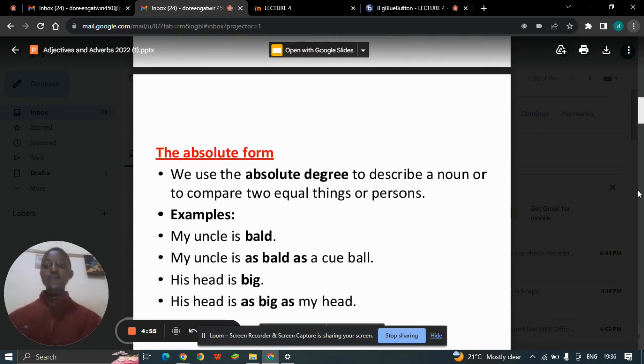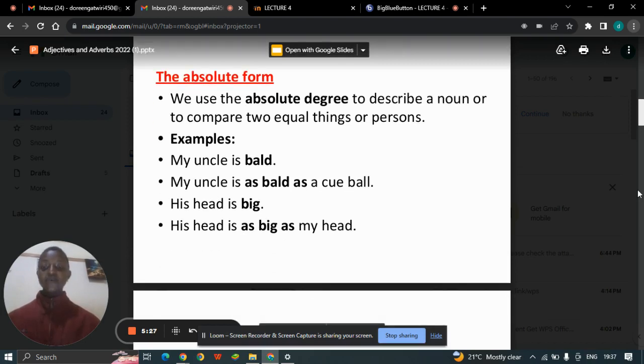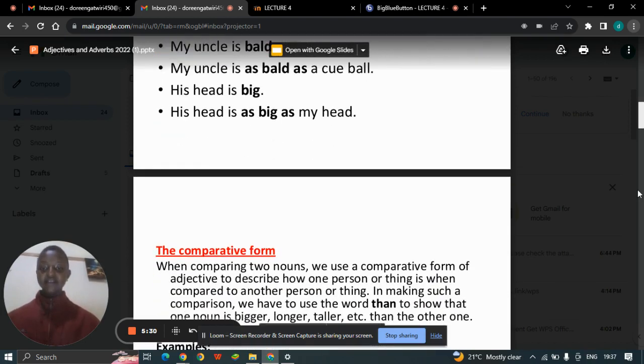We use the absolute degree to describe a noun or to compare two equal things or persons. For example, in a sentence, my uncle is bald. When you are comparing two equal things, you can say, my uncle is as bald as a cue ball. Another example, his head is big, so his head is as big as my head. That's more about the absolute form.